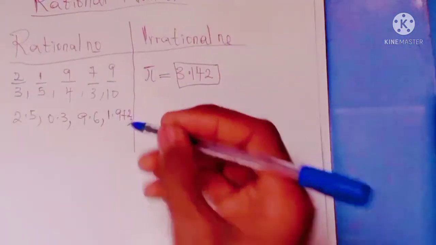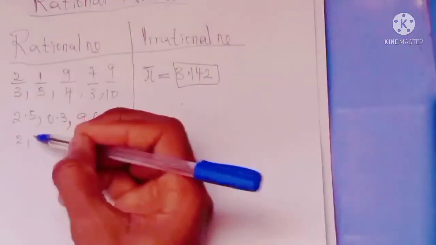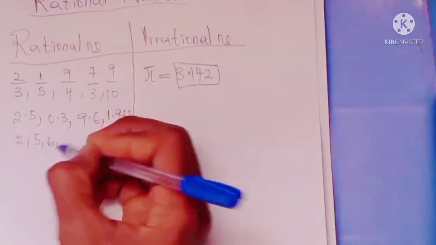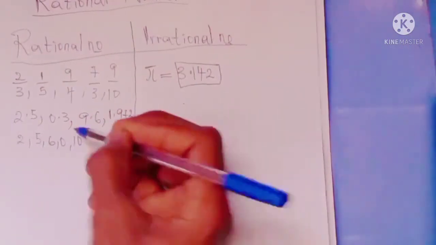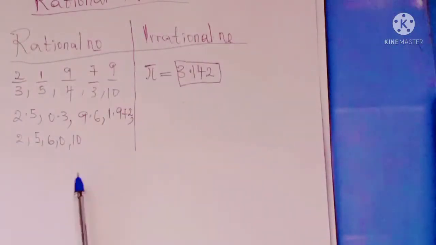We can also have rational numbers like 2, 5, 6, 0, 10. If you are looking at this right now, I am sure you understand that I am talking about whole numbers. Whole numbers are numbers like 0, 1, 2, 3, 4, 5, 6, 7, 200, 1000, 1532, 6312. Those are whole numbers, and whole numbers too can be found under rational numbers. So this is just the thing you need to know about rational numbers.